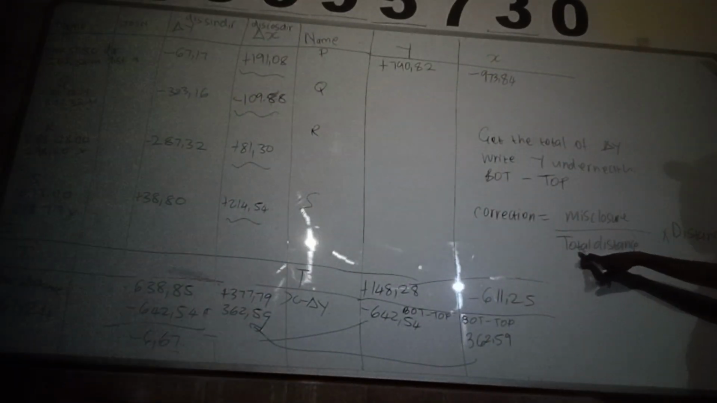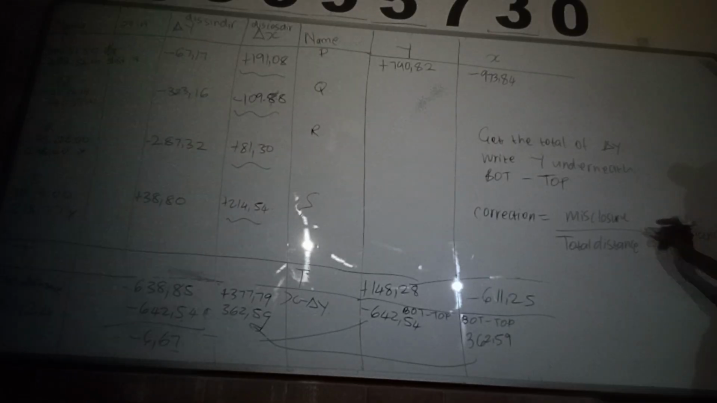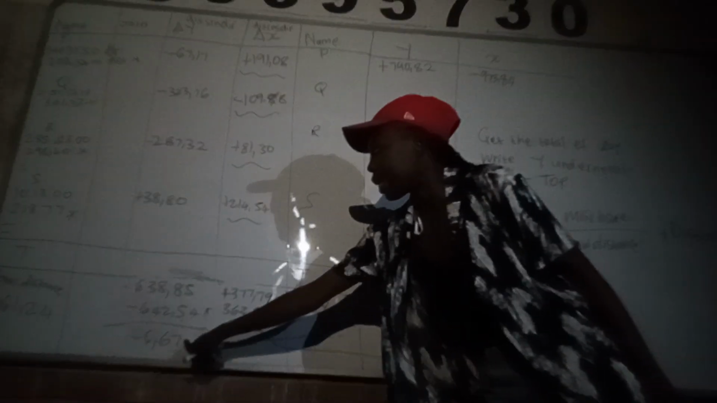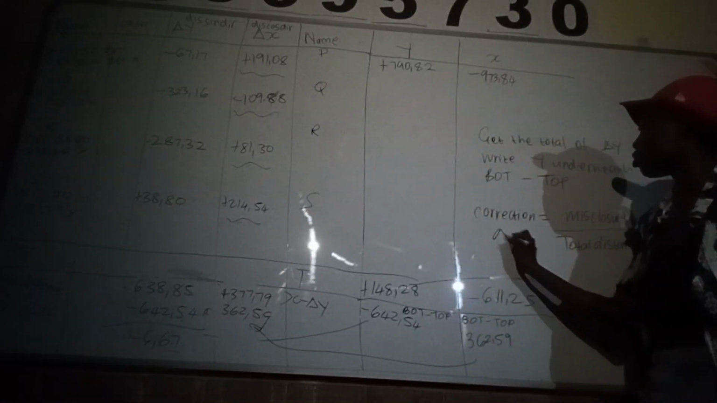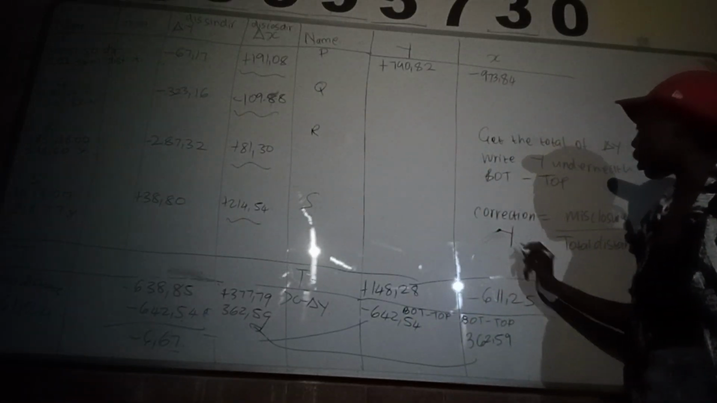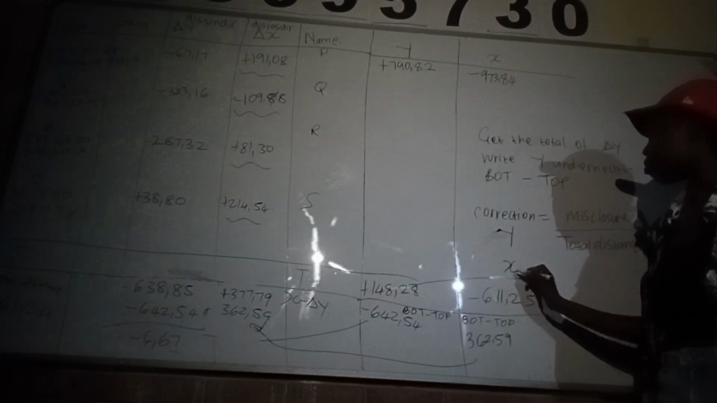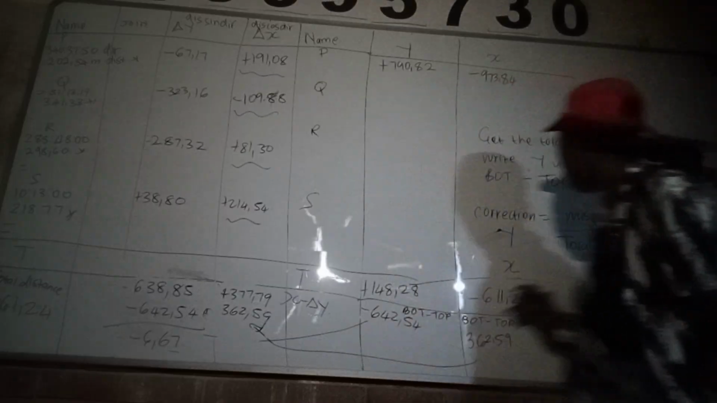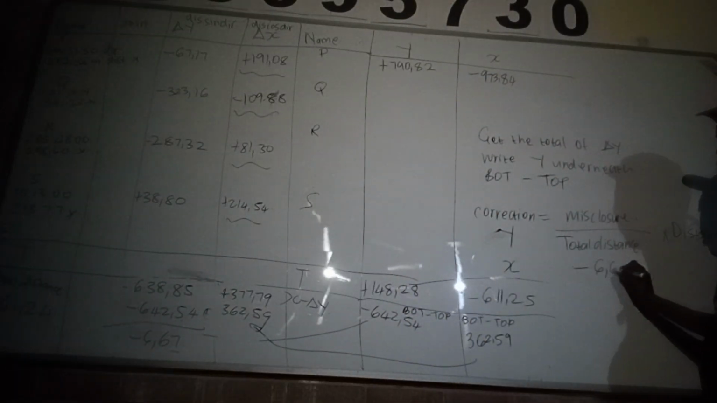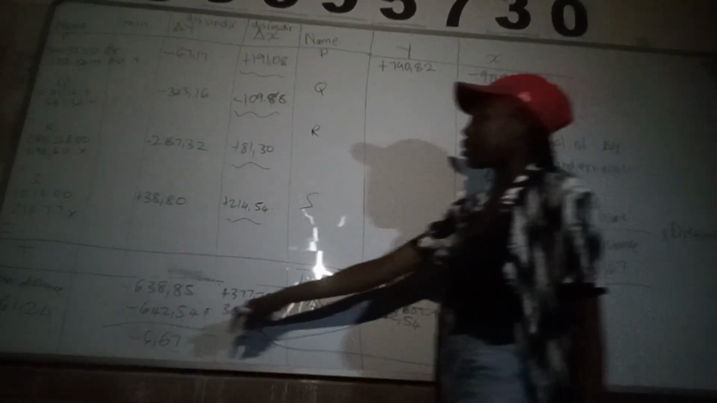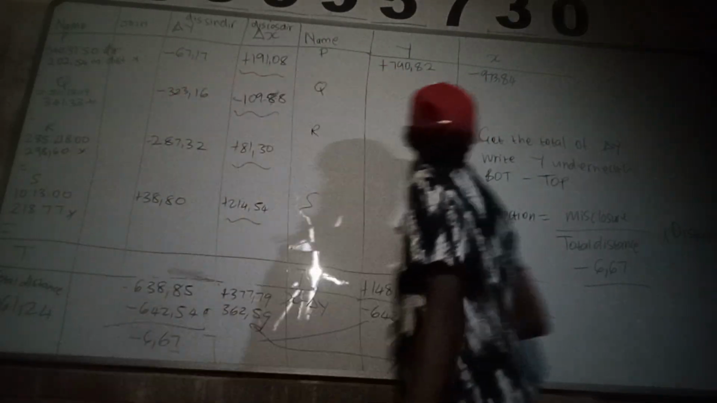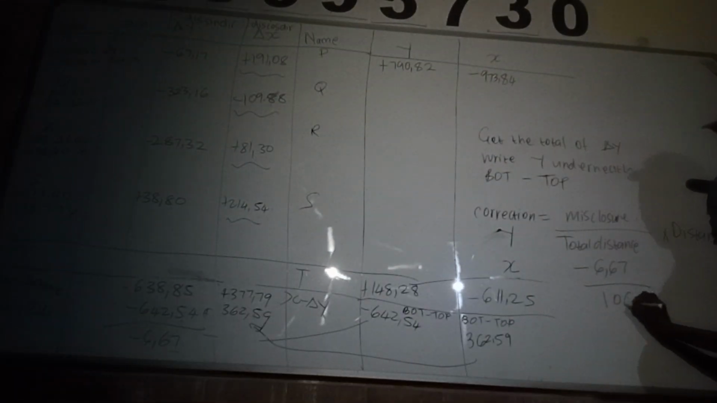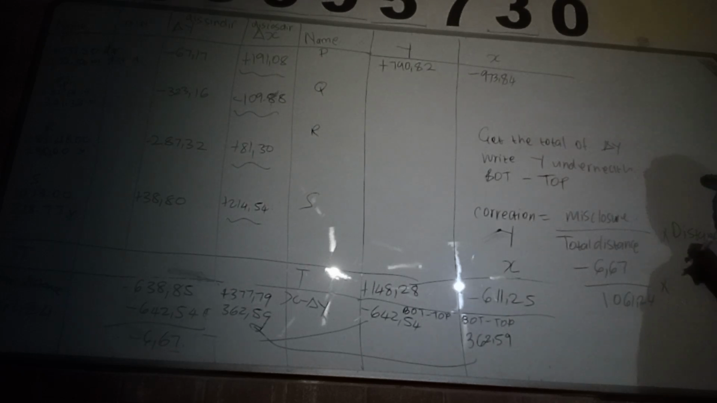So how do we get those answers? You're going to say correction is equal to the misclosure divided by the total distance multiplied by the distance. Your misclosure is the answer that you will get here. There is going to be a misclosure for y. There's also going to be a misclosure for x. So for the misclosure for y, you're going to take the answer that you got here on changing y, which is negative 6,67. And then our total distance is 1061,24, divided by 1061,24 multiplied by the distance.